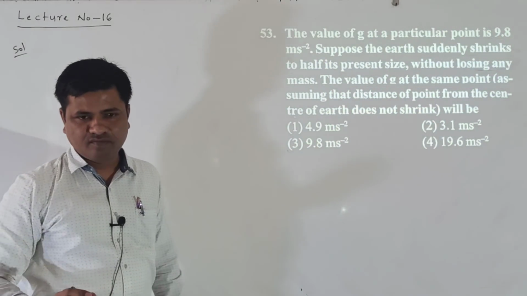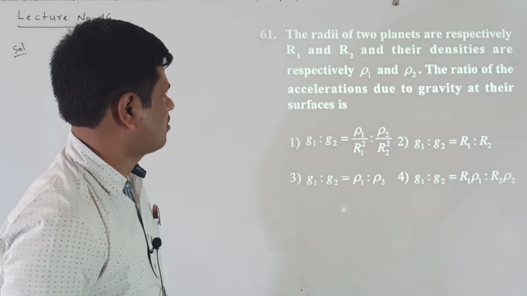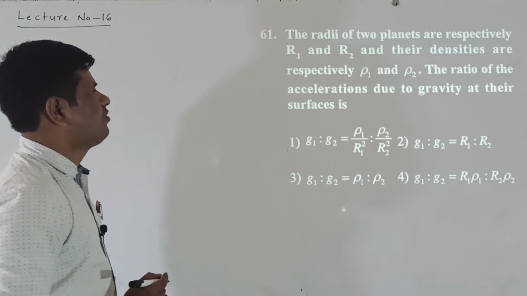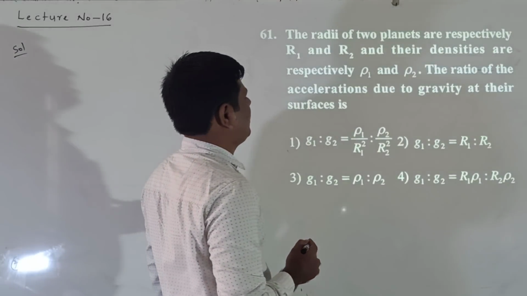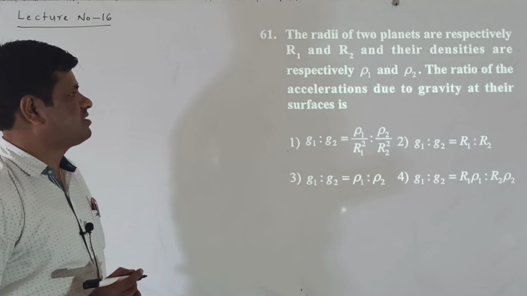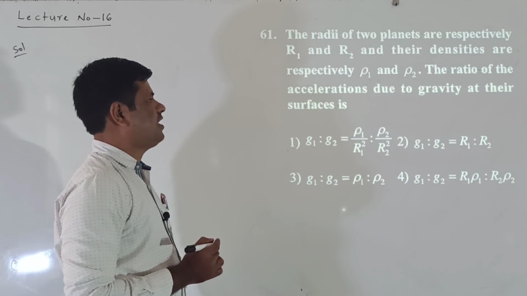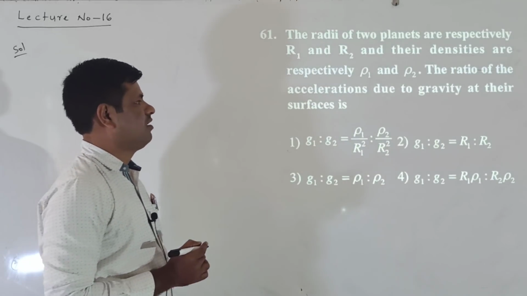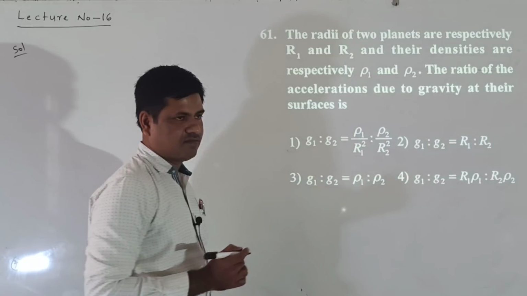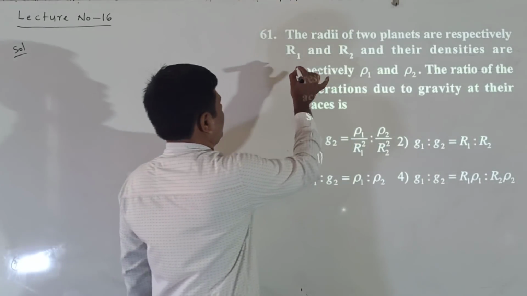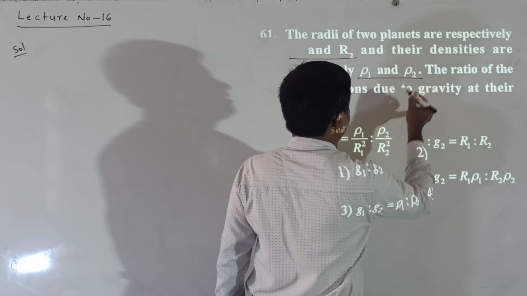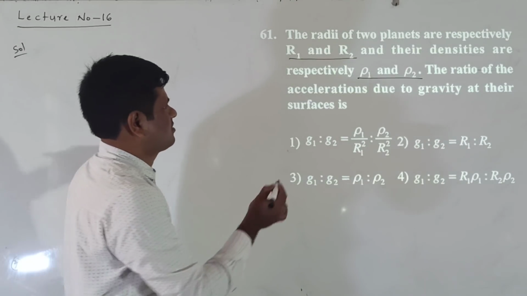Next question. The radii of two planets are respectively r1 and r2 and their densities are ρ1 and ρ2. The ratio of acceleration due to gravity at their surfaces is, right? Radii are given, and densities are given for the two planets.